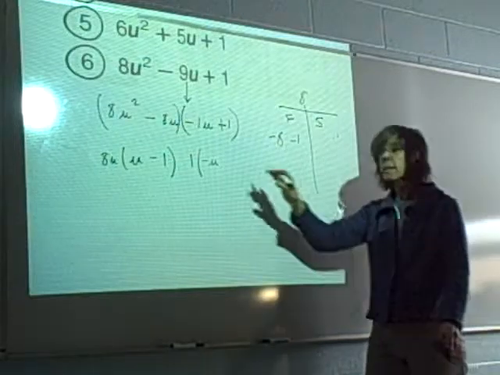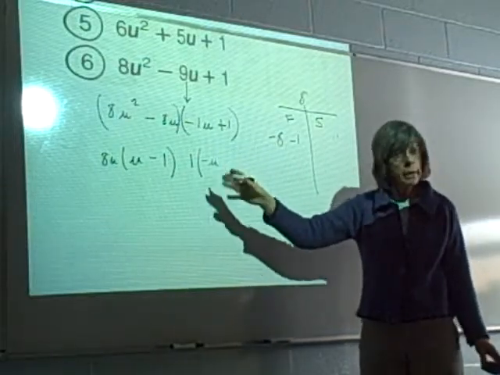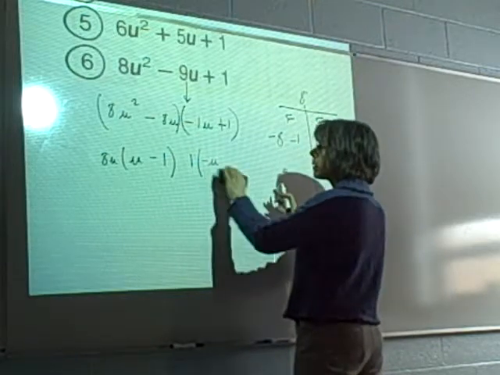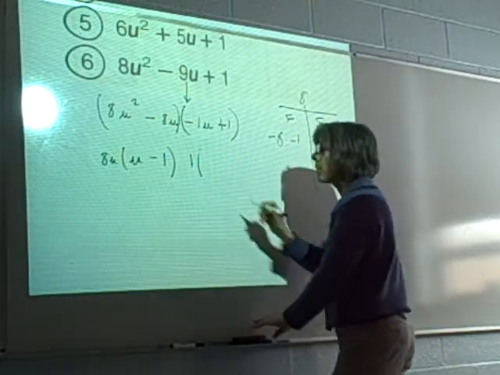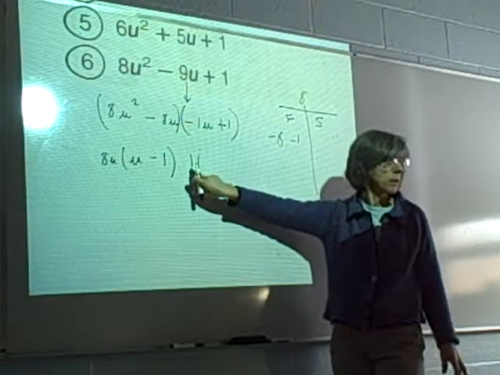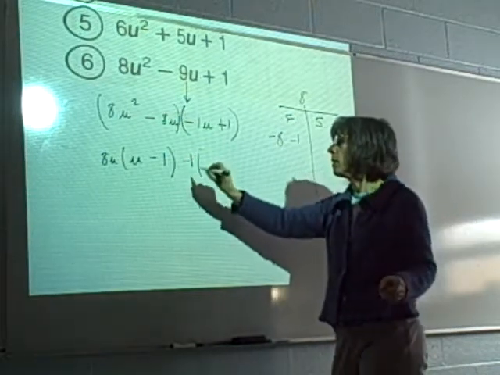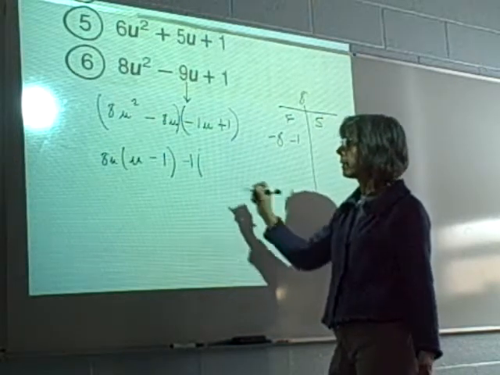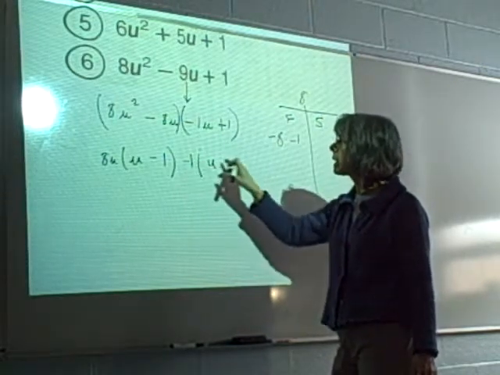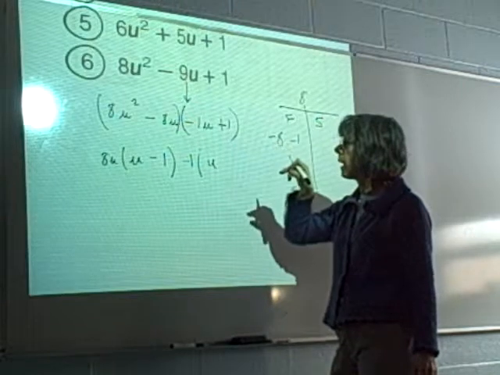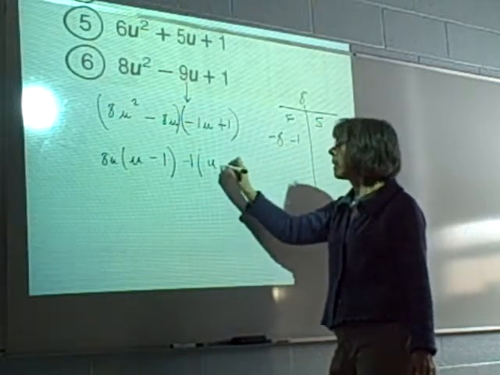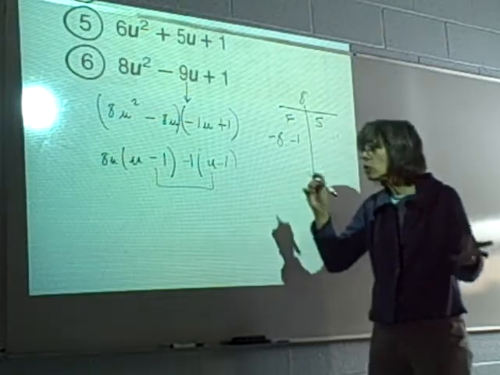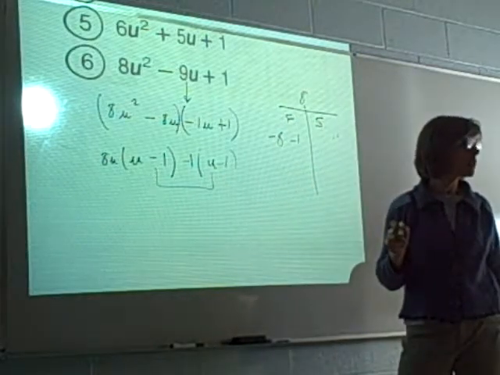No. So this is where it can get a little tricky. You really have to think about this. These both have to be the same. So in order for them to be the same, this has to be a negative. So a negative times what will give me a negative 1? Just the u. And a negative times what will give me a positive 1? A negative 1. Are they now the same? Yes. So these match.